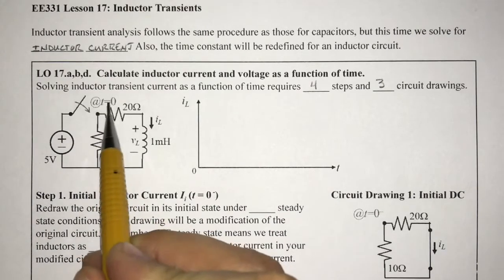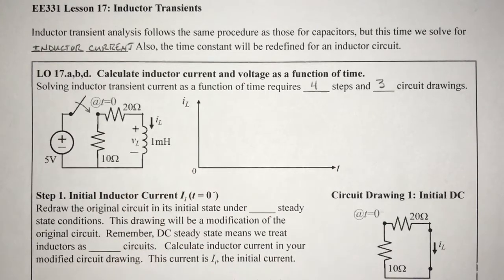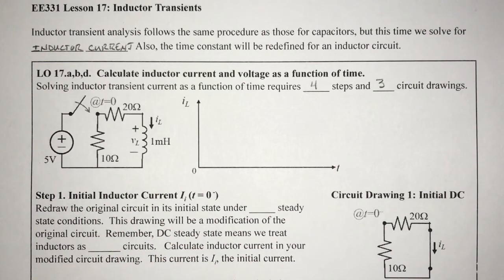At t equals 0, the switch closes and the source is connected to the right part of the circuit. The current through the inductor will reach steady state after 5 time constants, and the plot will look something like this. We'll follow the steps below to determine the final current through the inductor and tau.